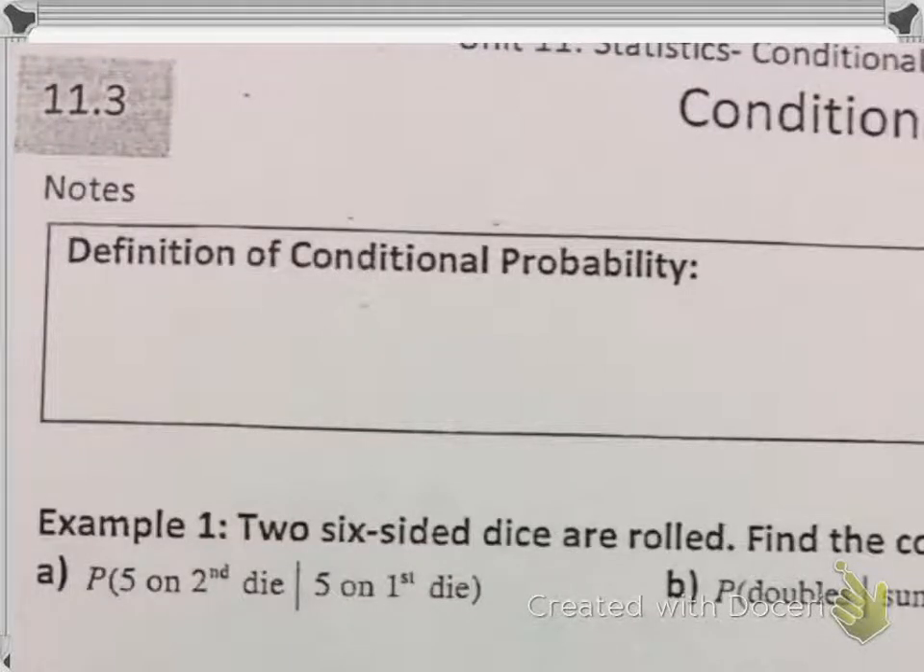This is Note-Taking Guide 11.3 for Math 2. Today we're going to talk about conditional probability. If I was going to describe to you what conditional probability is, it would be the probability of event A given that another event has already occurred. So again, it's the probability of event A given that event B has already occurred. And you could write that down right here if you wanted to do that.